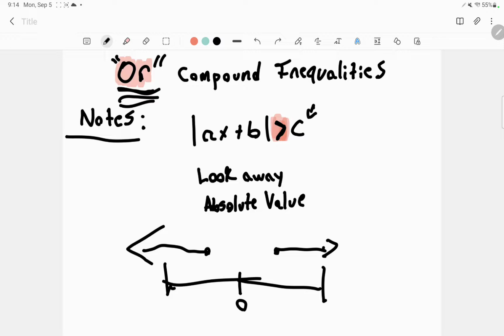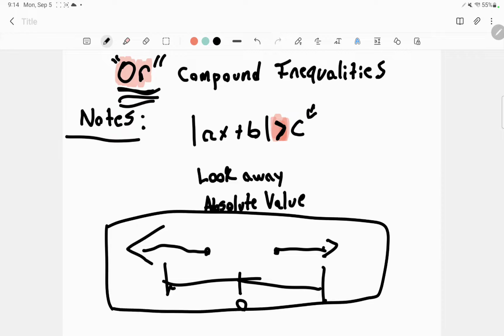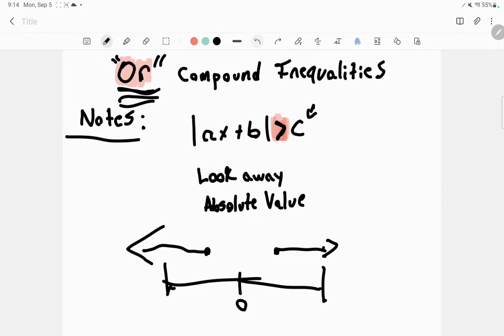So whenever that little close section of your inequality is looking away, meaning it's looking at the number over here, it's not looking at my absolute value, then that means that I'm going to have an OR compound inequality. That's what it's telling me. And what does that mean? What's an OR compound inequality? I want you guys to look over here at what I just put squared. Now your answer is going to look just like that. You're going to have your 2 points and they're going to be looking away from each other. And that's it. That's all it means whenever you have an OR compound inequality.